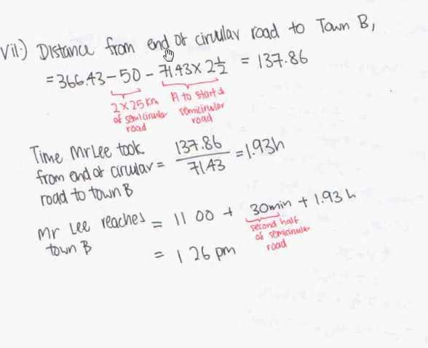So the distance from the end of the circular road to town B equals this, minus away 2 times 25 kilometers of semicircular road, because the first part is half, so the whole distance will be 50. So from A to the start of the semicircular road will be 71.43 times 2.5. So this will be the distance from the end of the circular road to town B. So the time Mr. Lee took from the end of the circular road to town B, same distance over speed, will give you 1.93 hours. So Mr. Lee reaches town B at 11 AM plus 30 minutes, which is the second half of the semicircular road, plus 1.93 hours, which will be 1:26 PM.